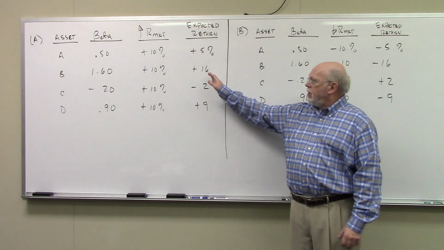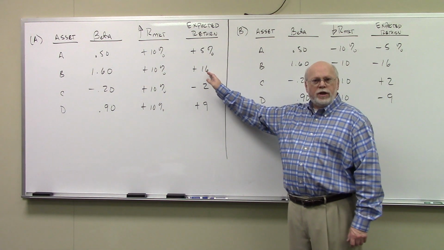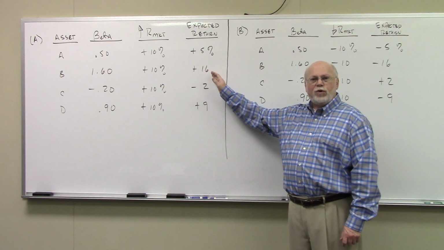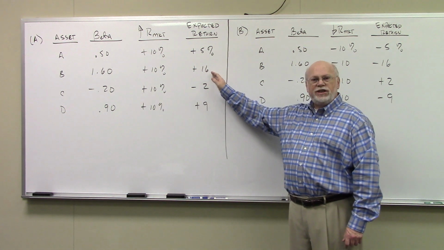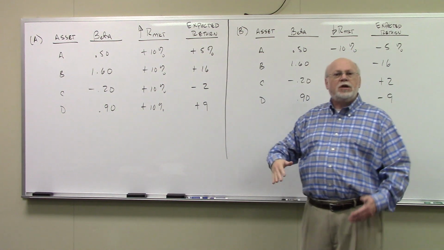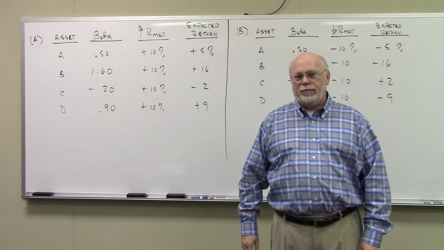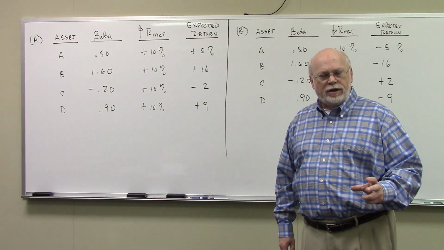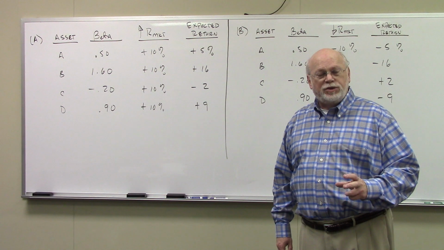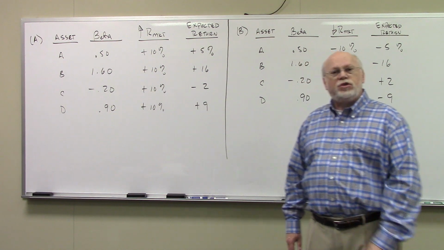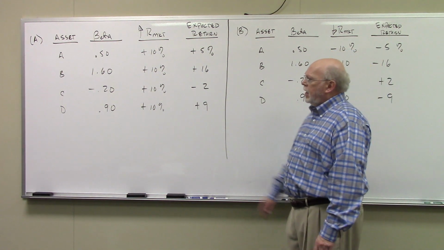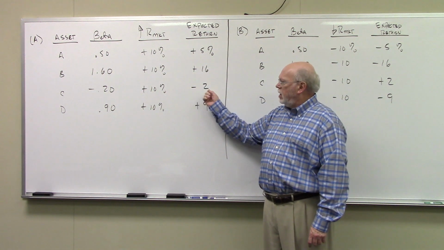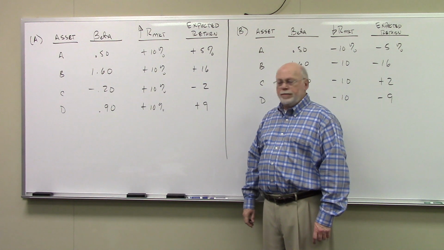If your broker gave you an asset that had a beta of 1.6, you held it for a year, and instead of getting 16%, you got 12%, you shouldn't be unhappy with that because you're getting less return for the risk you're taking on. So again, this is called beta management, and this is the way that you look at these things. A negative beta, negative 0.2 times 10%, that gives you negative 2.